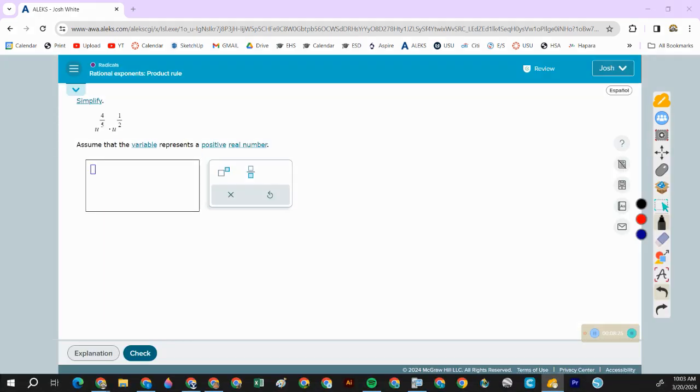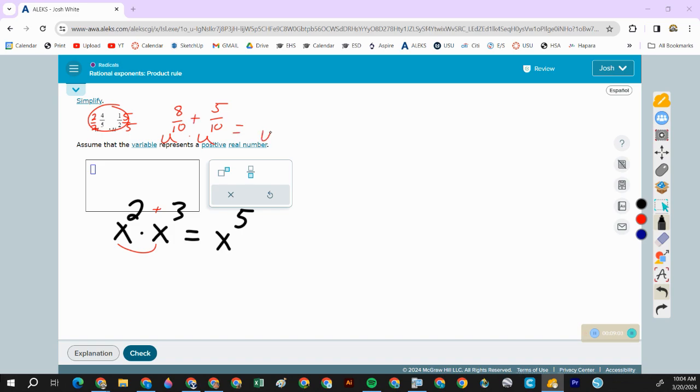All right. If I had x squared times x to the 3rd, if the bases match, we just add the exponents. That would be x to the 5th. So here I have u to the 4/5 times u to the 1/2. So I just need to add those together. And in order to add fractions, we need common denominators. I'll times this one by 2/2 and this one by 5/5. So I get u to the 8/10 times u to the 5/10. So I add the exponents, and I get u to the 13/10.